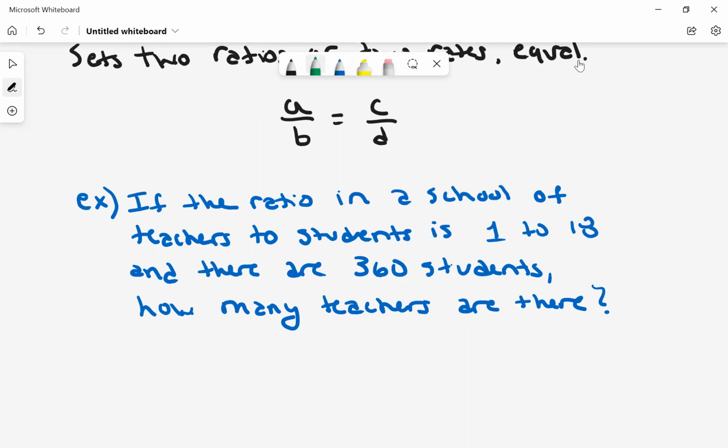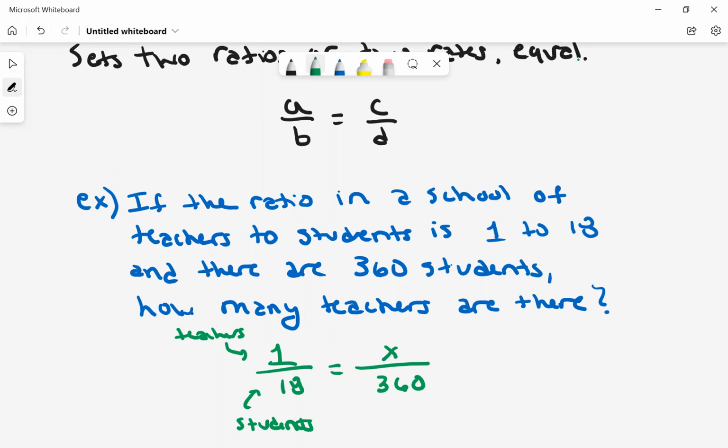So the idea is I can use the first ratio I'm given, the 1 to 18, write it as a fraction. And then I can use the second piece of information I'm given, the fact that in the school, there are 360 students total. So if down here in the bottom is the students, and this is teachers, then I would need to put the 360 students right there. And I don't know how many teachers there are, but I'll go ahead and call it X.